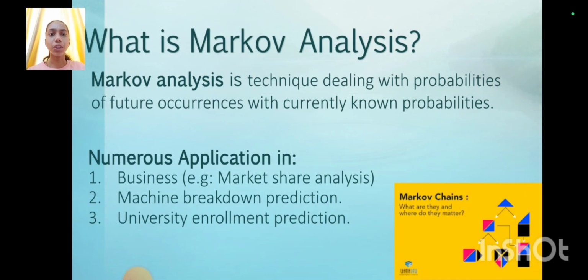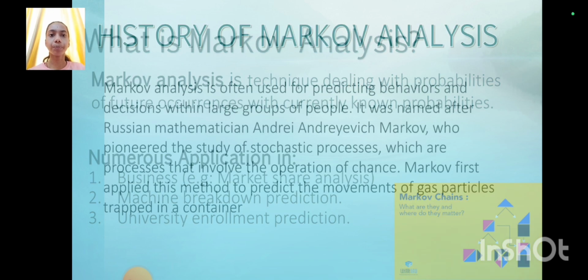Let us see the definition of Markov analysis. Markov analysis is a technique dealing with probabilities of future occurrences with currently known probabilities. Numerous applications in business, for example, market share analysis, machine breakdown prediction, university enrollment prediction.